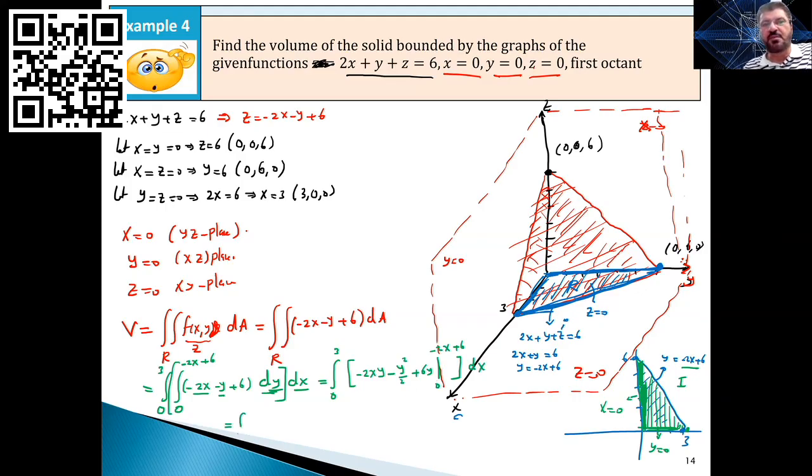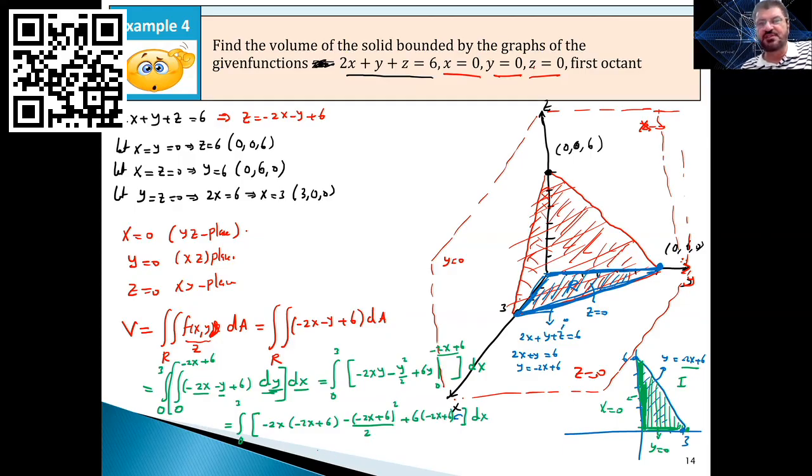Now what do we do? We replace every y with minus 2x plus 6. So this is going to be minus 2x, then minus 2x plus 6, minus 2x plus 6 squared divided by 2, plus 6 times minus 2x plus 6, all of that. Then what do we say? We close and we say dx. Now we have to expand all of this.